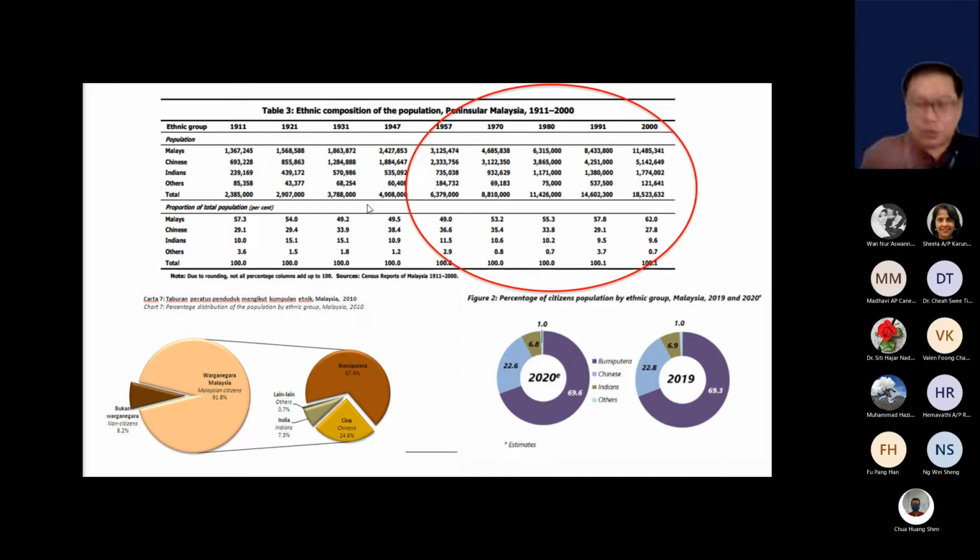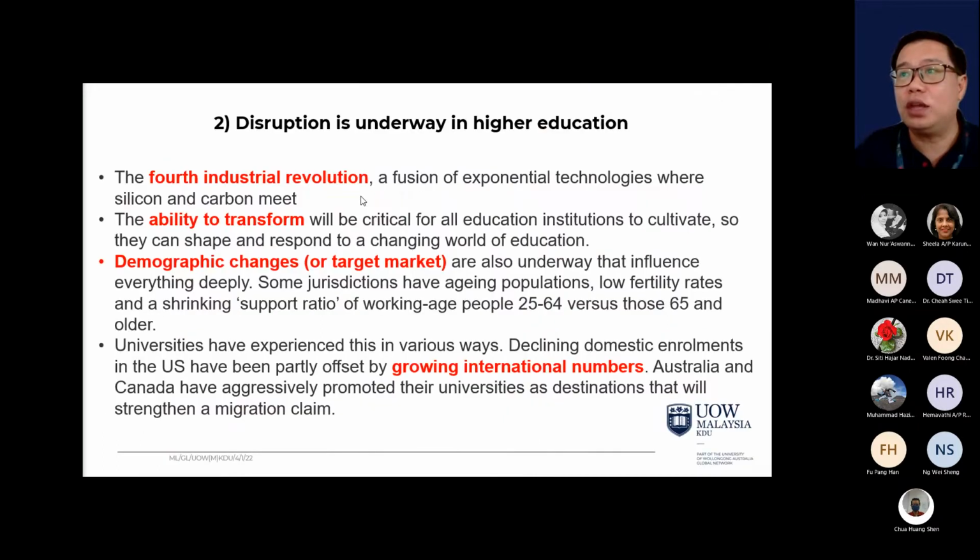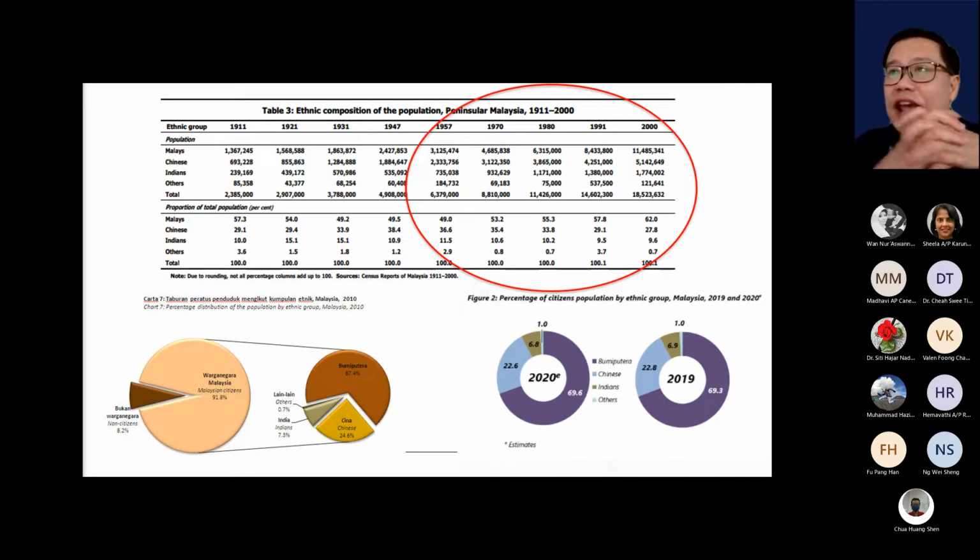So I just want to show you one key aspect of disruption in higher education for us. This is called the ethnic composition of population. So let's be realistic. All of you are UOW Malaysia KDU staff. Who do we target? Who are our main audience traditionally? Traditionally, it is the non-Bumiputra that joins us as a private learning institution. Let's accept the fact. Let's call a spade a spade. You just look into the number of our target audience. Look at the ethnic composition percentage over here.